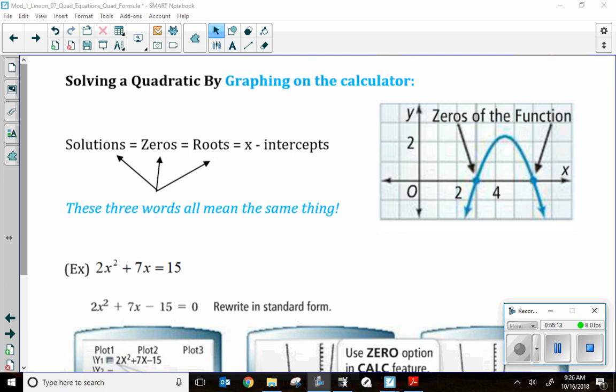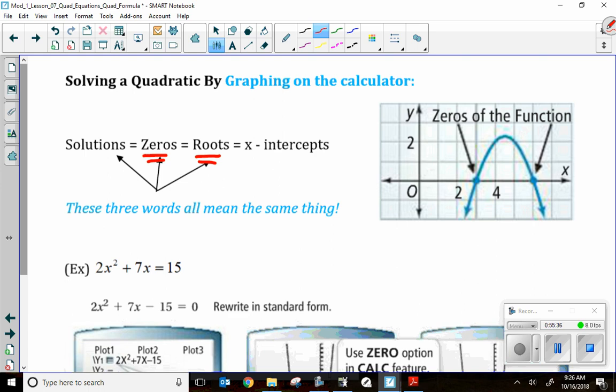Here's where everything comes together nicely. Okay? If I want to solve a quadratic equation by graphing on the calculator, I hope, first of all, you know that anytime you ask for solutions for a quadratic, that's the same thing as asking for the zeros, which is the same thing as asking for the roots. And in the calculator, the solutions, the roots, the zeros, they're the x-intercepts. They are the points where your graph touches the x-axis. You'll see here, this happens to be at 3 and 6.